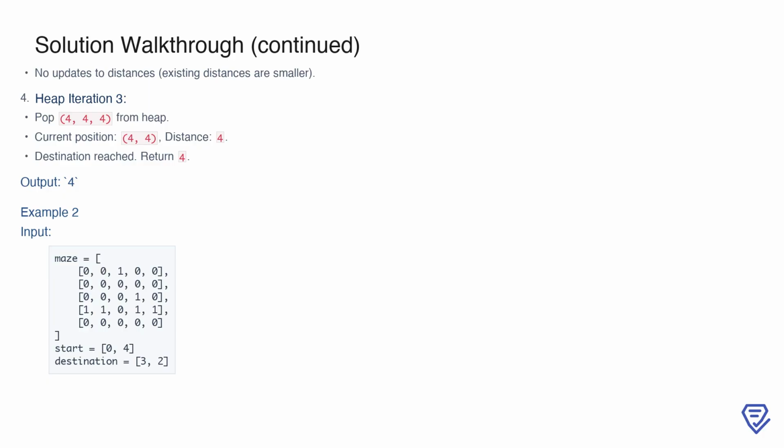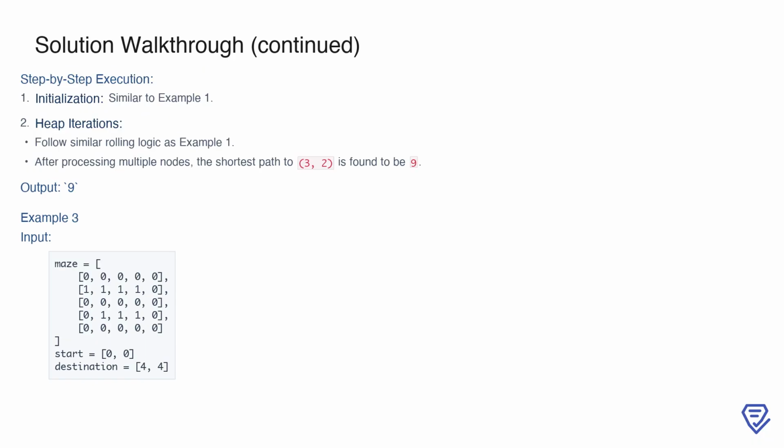Moving on to a new example, the maze and its dimensions remain the same, but the destination is now located at (3, 2). We follow the same initialization steps as in the first example. The distances array is reset, and the min heap is initialized with the start position. During the heap processing, we apply the same rolling logic as before. After processing multiple nodes, the shortest path to the destination, (3, 2), is determined to have a distance of 9. Hence, the output for this example is 9.